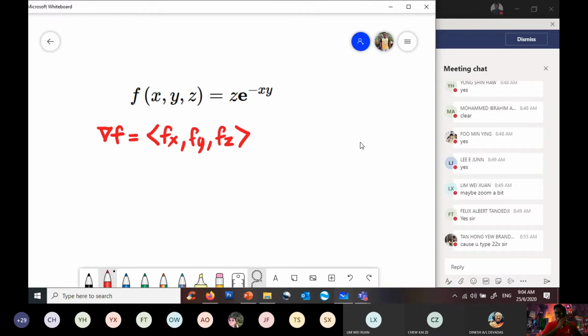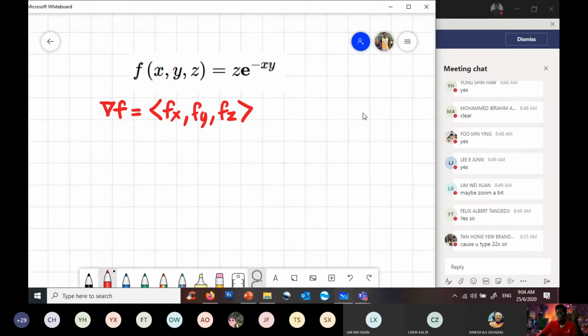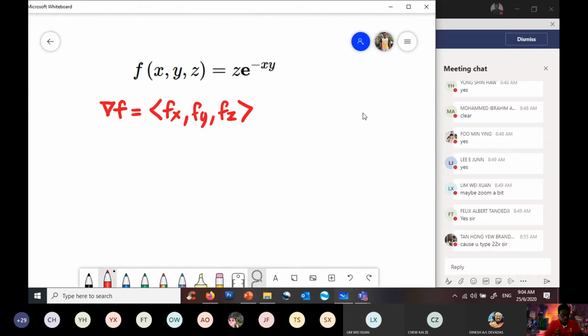I'm not sure because you're not saying anything, but just to help, I want to do one of the partial derivatives, fx, to see whether you are on the same path or not. fx means you keep x as the variable, everything else is constant. The y is a constant, the z is a constant, only x is a variable. So z is a constant, so it's not even affected, it's in front here. e to the power of negative xy, you differentiate e, you will get e again, e to the power of negative xy. But do you remember chain rule?